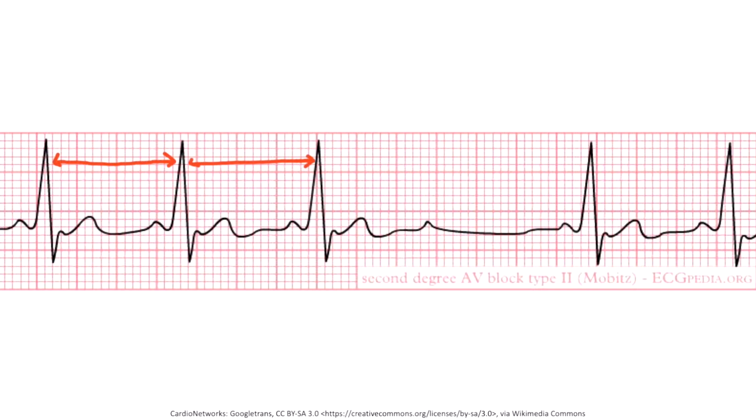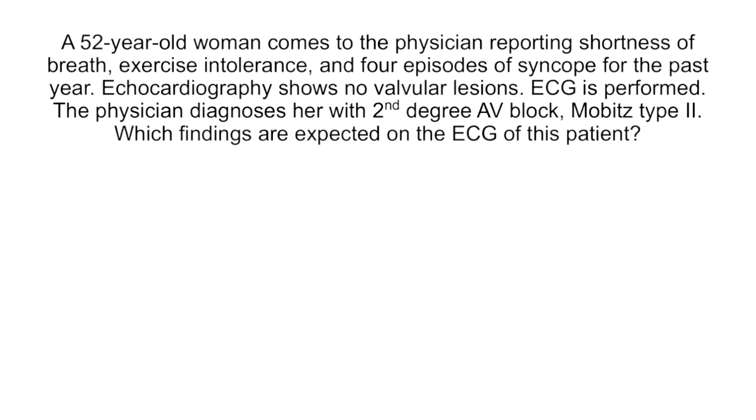Please note the RR intervals are the same length from one beat to another until the beat is dropped. PR interval is normal. As we already mentioned, the dropped beat is the P wave not followed by a QRS complex. A 52-year-old woman comes to the physician reporting shortness of breath, exercise intolerance, and 4 episodes of syncope for the last year. Echocardiography shows no valvular lesions. ECG is performed. The physician diagnoses her with second-degree AV block Mobitz type 2. Which findings are expected on the ECG of this patient?